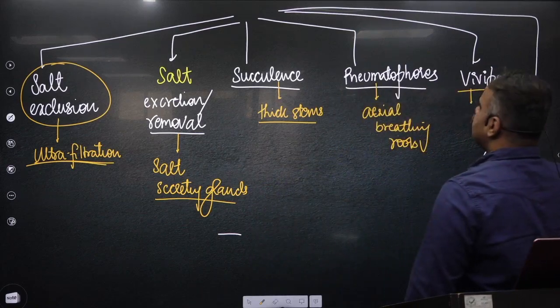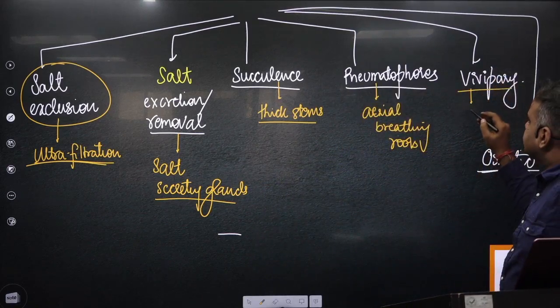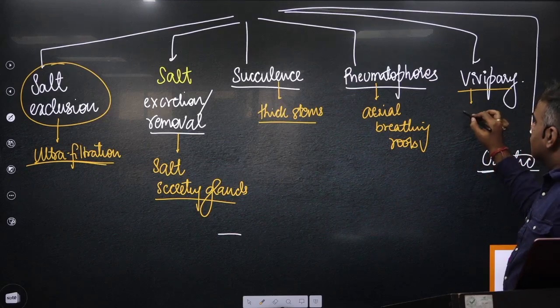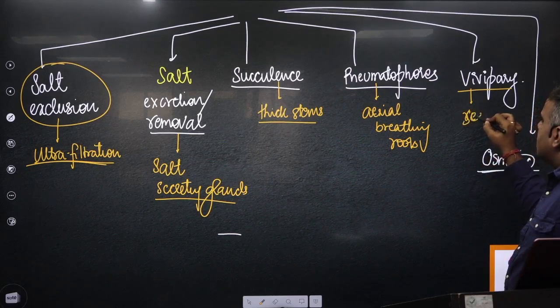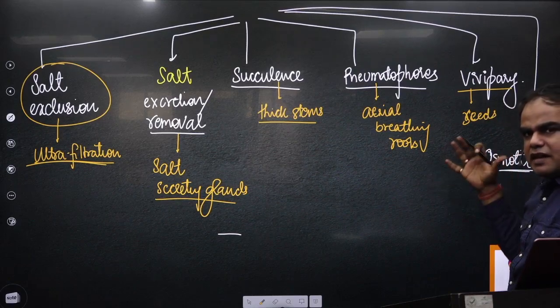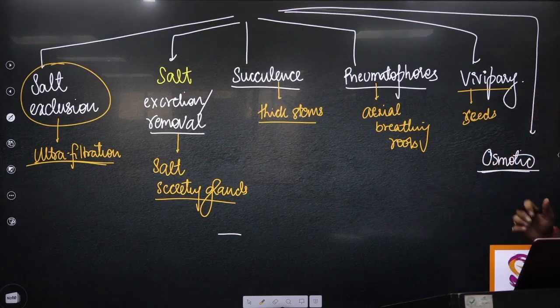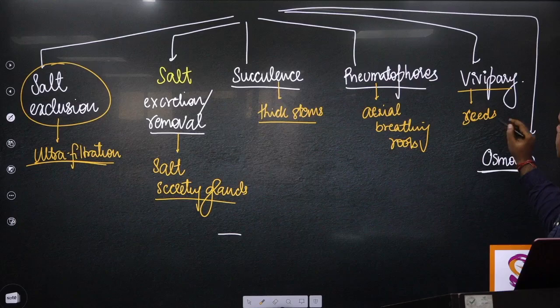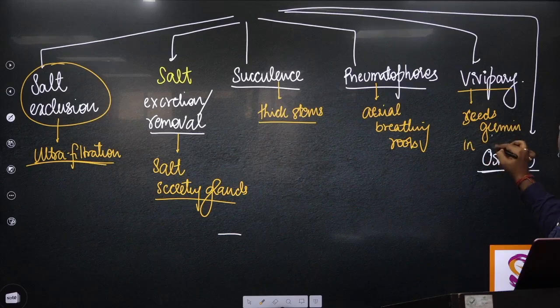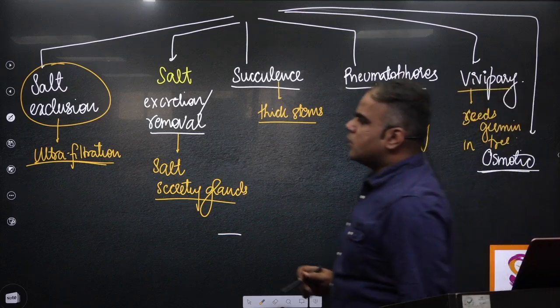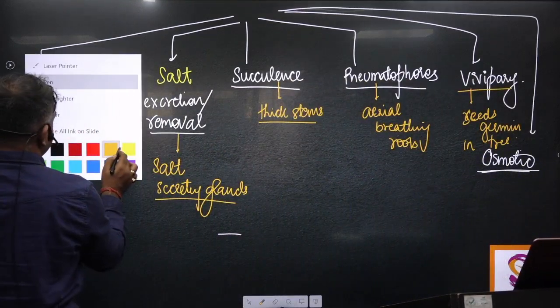Plus vivipary. Vivipary is how the seeds germinate in the tree itself. They will not fall on the ground, but they will germinate in the tree itself. So that is what we can write in this particular part: seeds germinate in the tree itself.